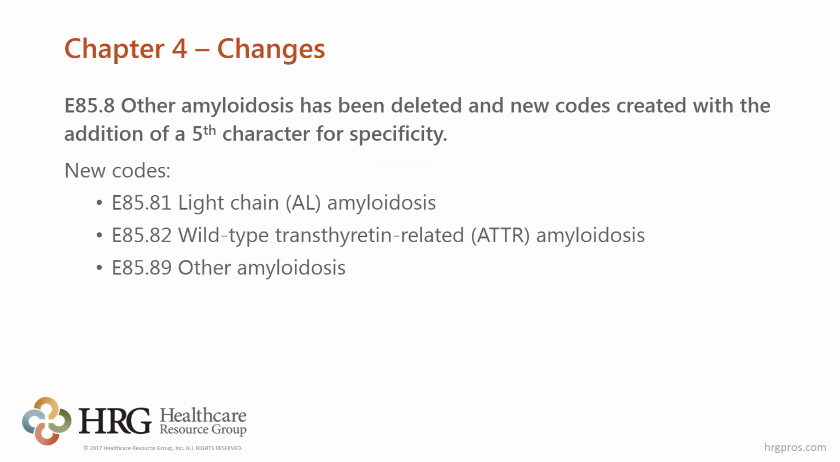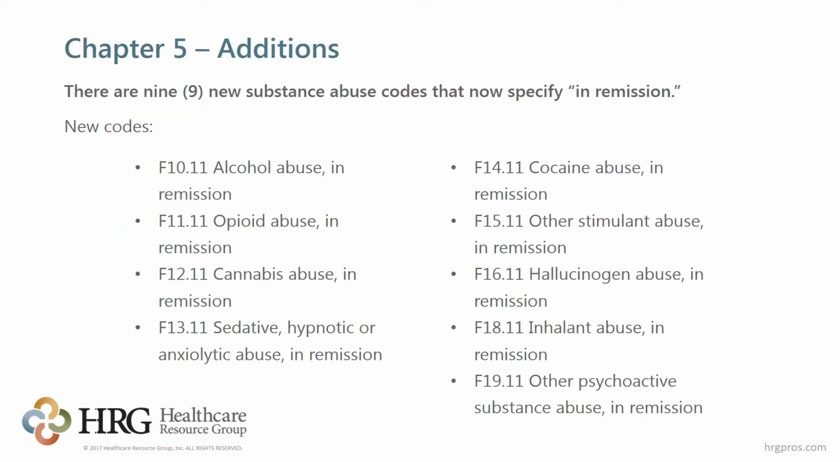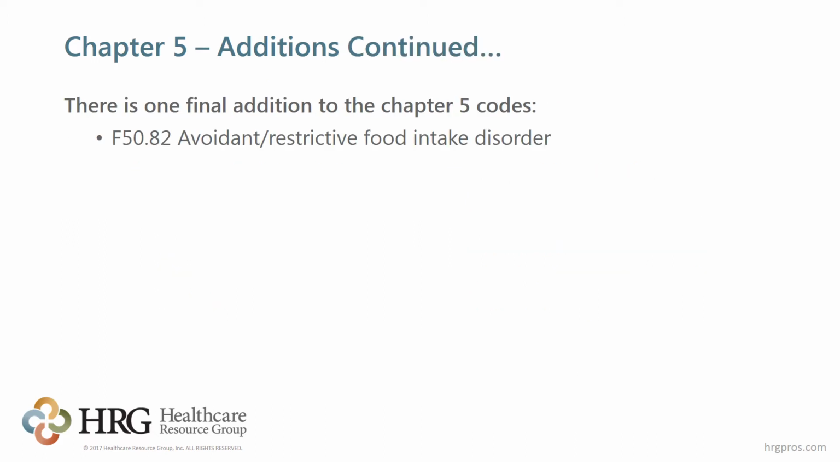The final change found in Chapter 4 is another code deletion of other amyloidosis with three new codes added to further specify this condition. The new codes for Chapter 5 were all additions this year. There were 9 new substance abuse codes that were added that now specify in remission. There was one final addition to Chapter 5, and that addition is avoidant restrictive food intake disorder.